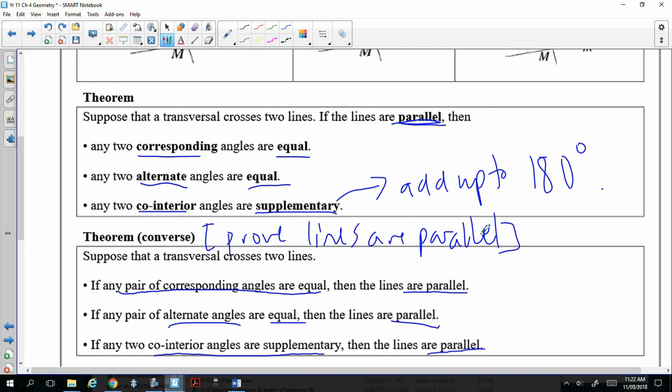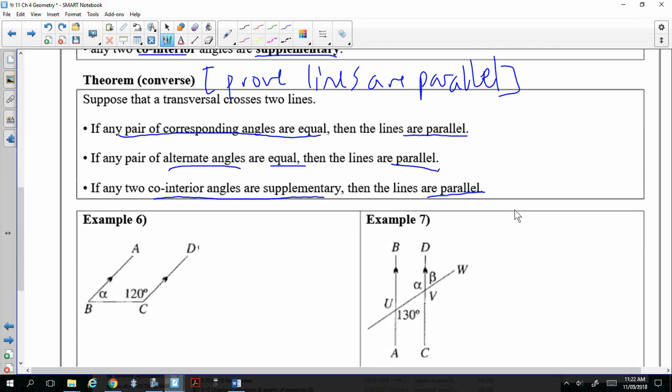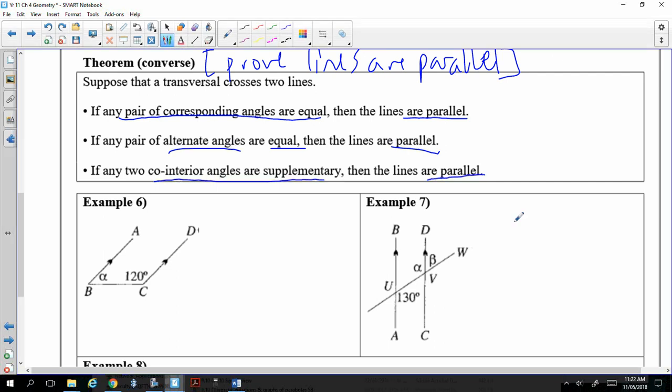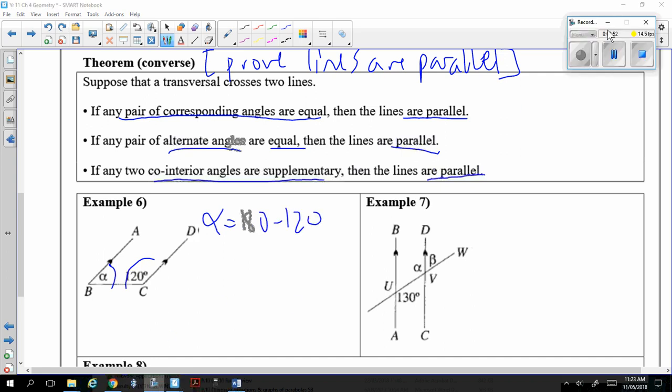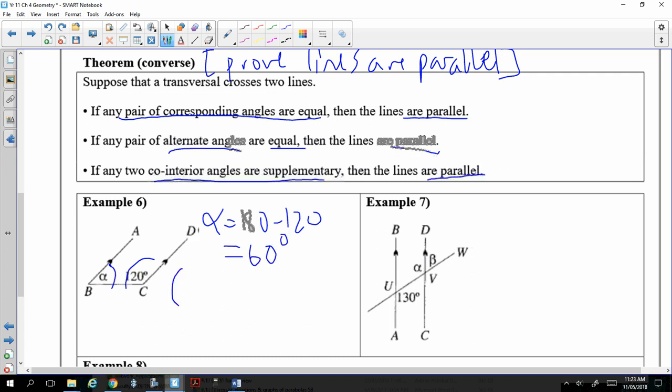Okay, let's do some examples using this theorem. Let's look at the first one. Find the missing letter, so let's find alpha. What do we call these two angles? Co-interior. So you write alpha is 180 minus 120. That's 60 degrees, but you have to give a reason. The reason you write is co-interior angles on parallel lines.